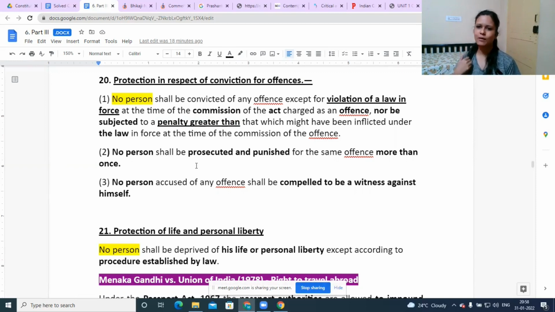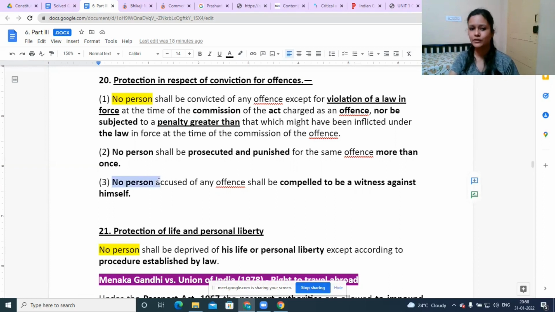It might happen that someone is not happy with the decision given by the trial court. They can definitely go for appeal and other processes in the higher courts. But going to different courts of the same level again and again, that repetition should not happen, because it would unnecessarily cause the person to suffer. So that should not happen.